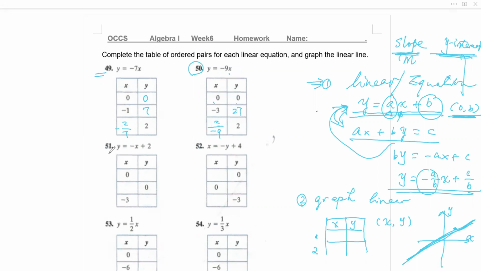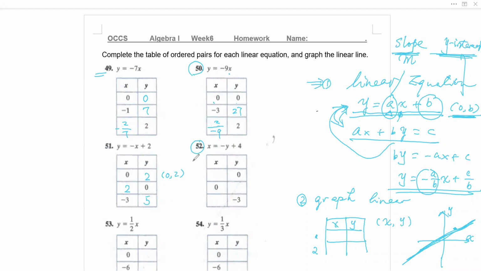See number 51. x equals 0, y equals 2. So if you write the dot, it is (0, 2). If y equals 0, x equals 2, right? You can put a 2 here: -2 plus 2 equals 0. So if x equals -3, y equals 5, right? Just replace it.